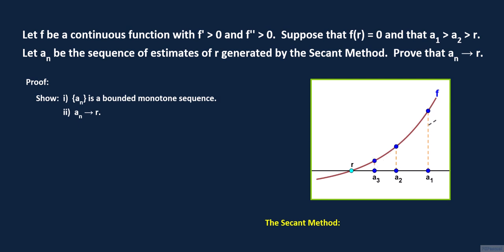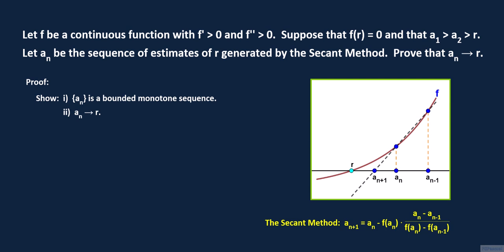Then we use the points at a₂ and a₃ to find the next secant line. The x-intercept a₄ of this new secant line is the next estimate for x = r. In general, with aₙ₊₁ being the x-intercept of the secant line determined by the points at aₙ and aₙ₋₁, aₙ₊₁ = aₙ − f(aₙ)(aₙ − aₙ₋₁)/(f(aₙ) − f(aₙ₋₁)).